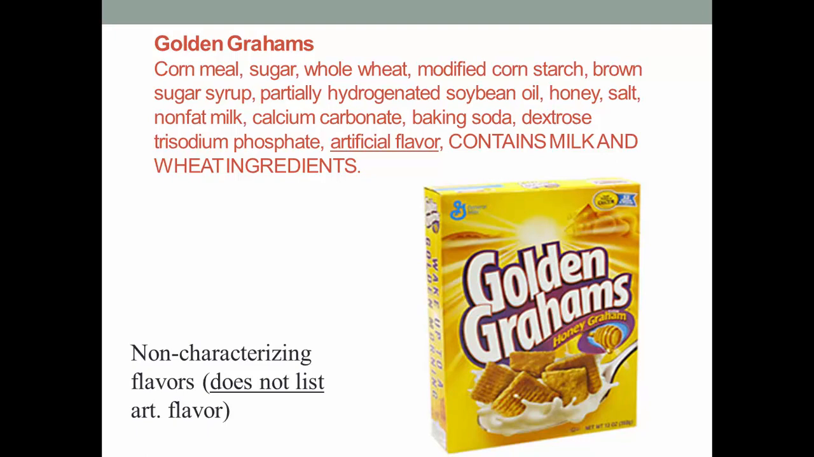And that's the case with Golden Grahams. Golden Grahams contain artificial flavors, but there's absolutely no place on this front panel where it says they're artificially flavored.